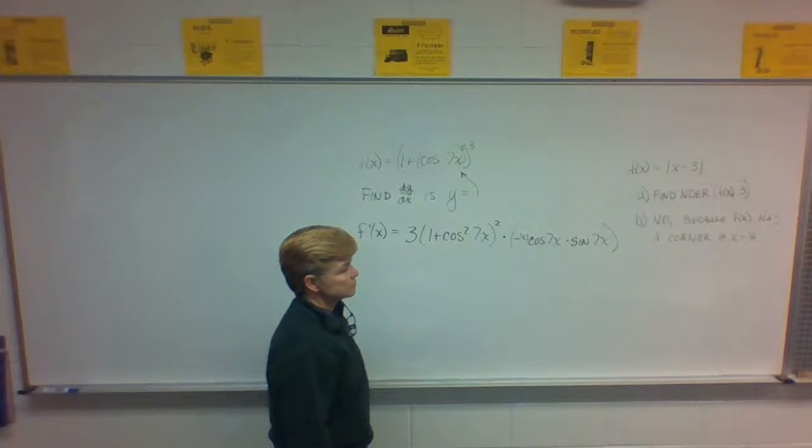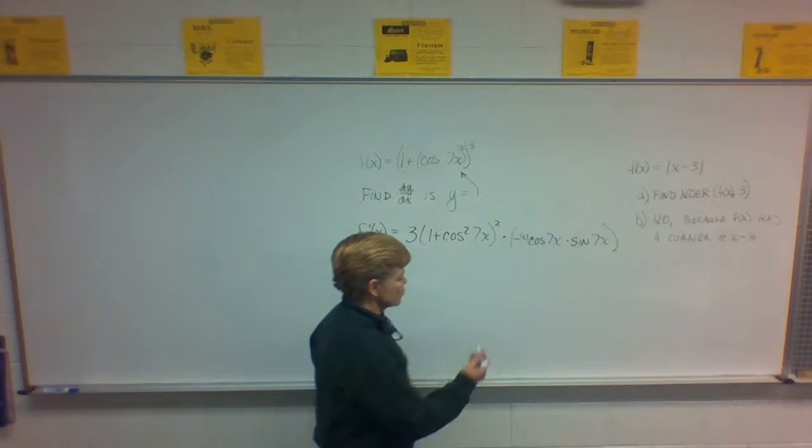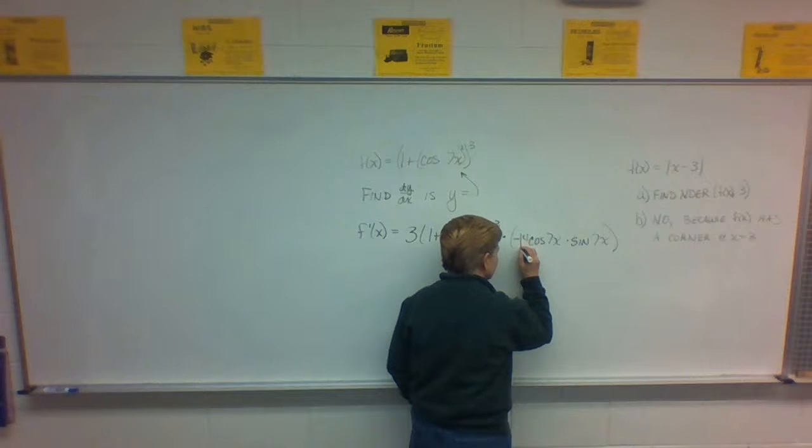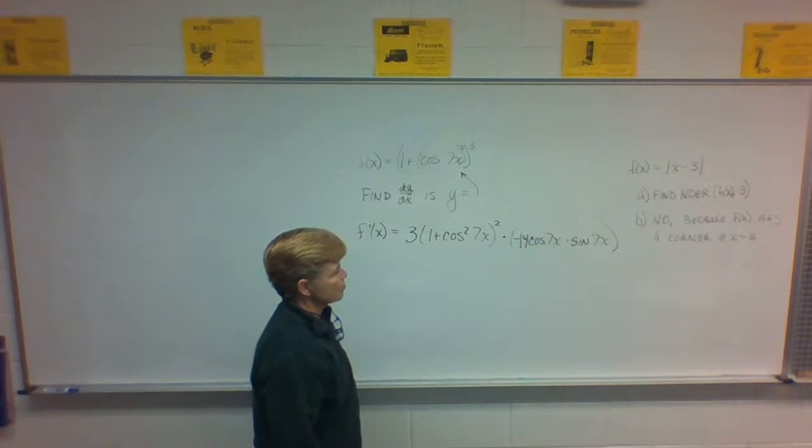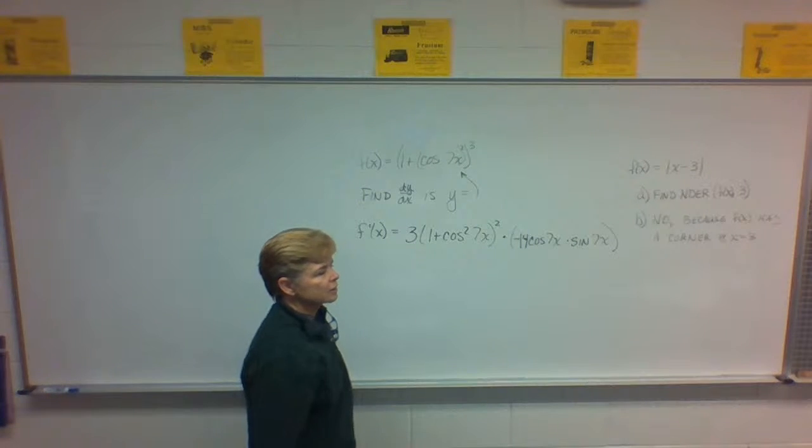Why is it 4 on the front of the cosine? It isn't, it's 14. So you get the 2 from the square, right, and then you keep going. You have to multiply by 7, the derivative of 7x, eventually. And 2 times 7.